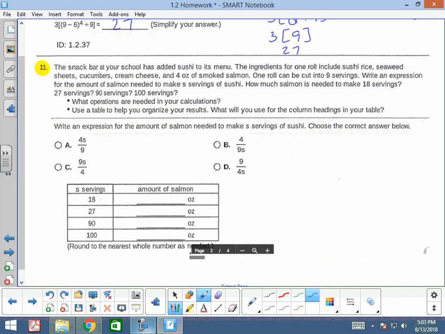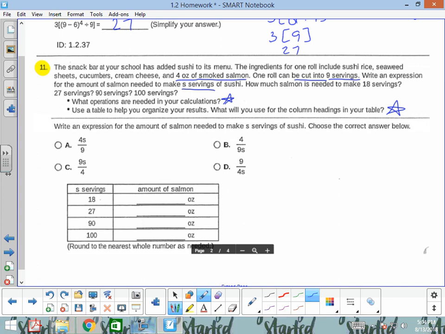All right, number 10 says, the snack bar at your school has added sushi to its menu. The ingredients for one roll include sushi rice, seaweed sheets, cucumbers, cream cheese, and 4 ounces of smoked salmon. One roll can be cut into 9 servings. Write an expression for the amount of salmon needed to make S servings of sushi. How much salmon is needed to make 18 servings, 27 servings, 90 servings, and 100 servings? What operations are needed in your calculations? And then we're going to use a table to help us organize our results. Okay? All right, so first let's look at the multiple choice.